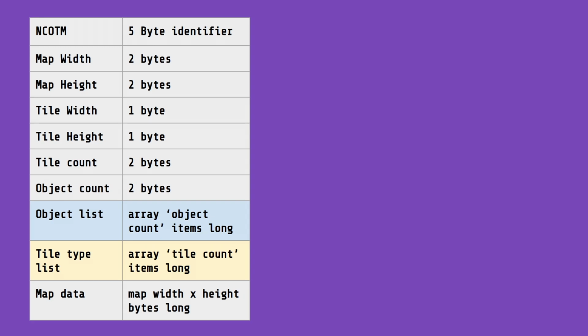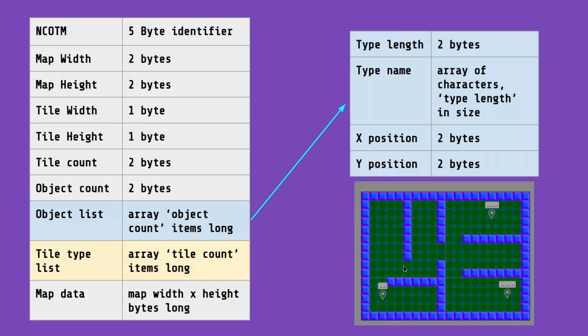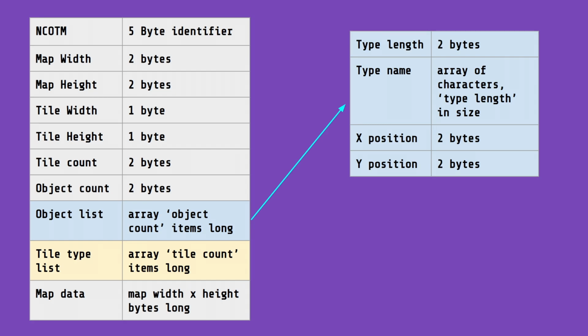I'm then making a list of this data structure, which looks like this. I'm storing the name of the thing. So if it says player, or enemy, or exit, or whatever, I'm storing the name of that as a string. But because I need to read this in, I can't just keep reading until I hit 0 bytes or something. So I'm storing the length of the name first. Then I know how many bytes to read in for its name. Then 2 bytes for the X position, 2 bytes for the Y position.